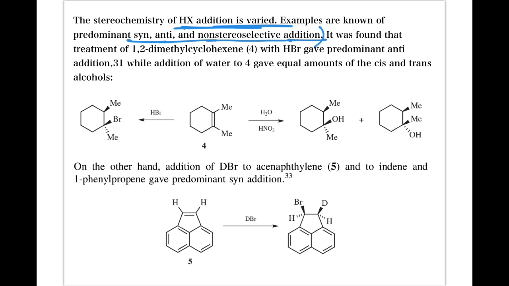It was found that the treatment of 1,2-dimethylcyclohexene, this one, with HBr gave predominant anti addition. Alright, so when we are reacting HBr, we have a hydrogen added below and the bromine added above. It may possibly be going through the hydronium ion formation, maybe.